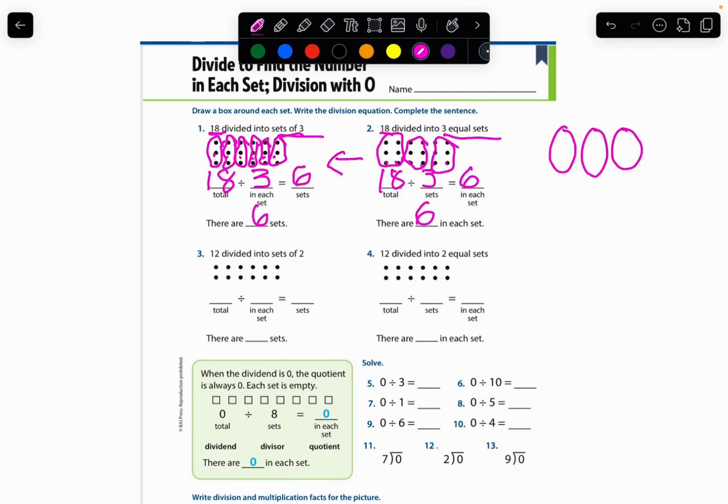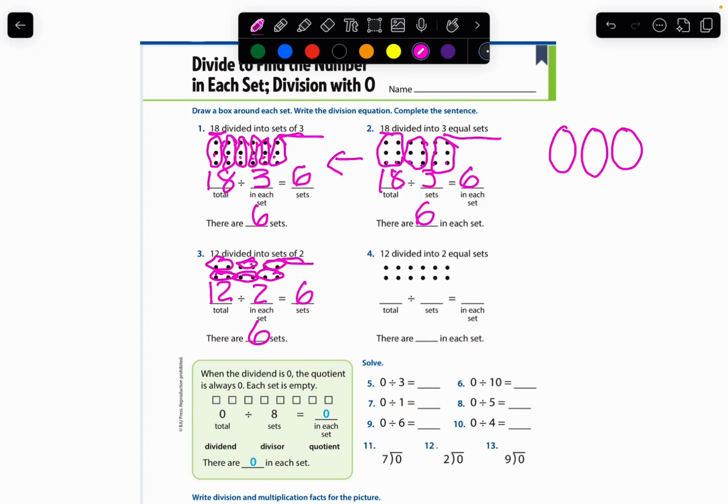Let's look at 3 and 4. This is the same thing. It's asking you to do it in 2 different ways. So you have 12 divided into sets of 2. So I know I have 12, and I know that I have 2 in each set. So 1, 2, 1, 2, 1, 2, 1, 2, 1, 2, 1, 2. So I have 1, 2, 3, 4, 5, 6 sets. There are 6 sets.